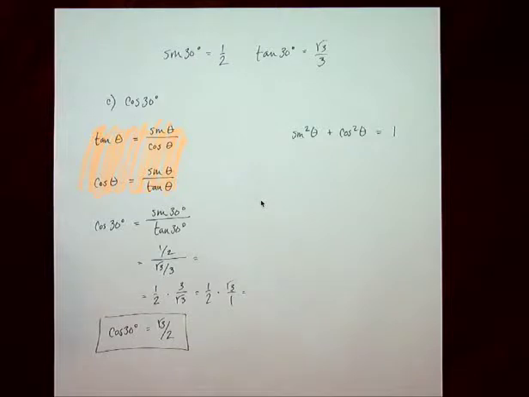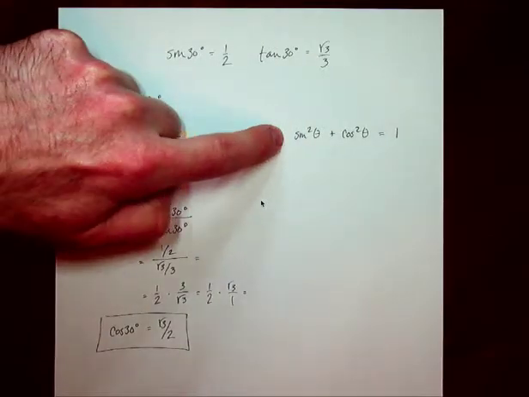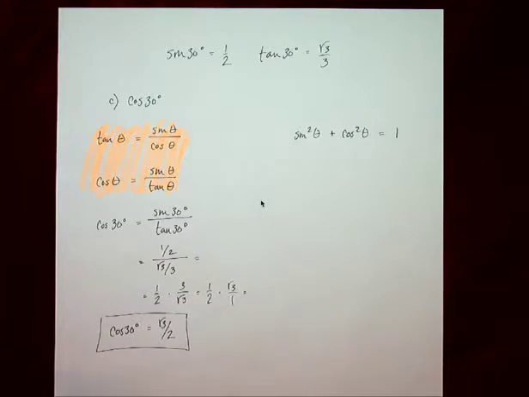Now, I can't stress this enough, and I'm going to say it like a broken record over and over and over again. Identities are not like equations. Equations are things that we solve, and we are asking for what value of the variable this is true. Identities such as these are true for every value of the variable, and in that way they are distinct.